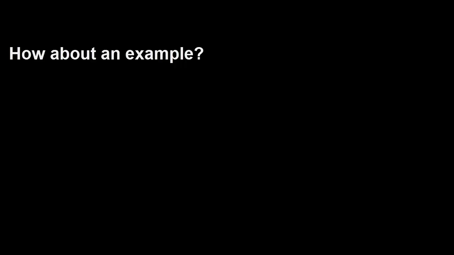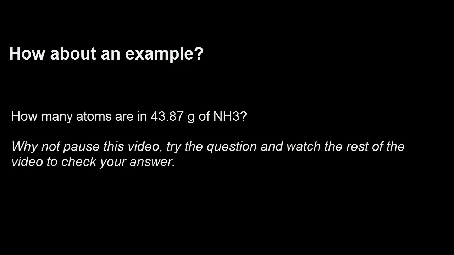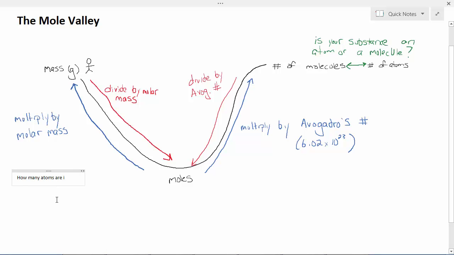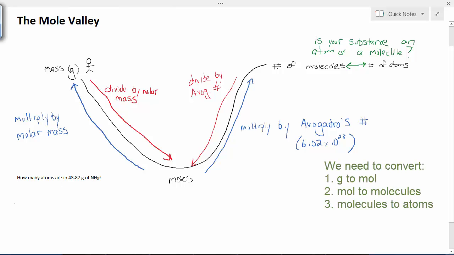How about we ask something somewhat straightforward, but that'll be multi-step. How many atoms are in 43.87 grams of ammonia? Right, so here's my question. This is my target. I need to start at mass. I cannot get directly to atoms. I'm going to have to do a few conversions here.